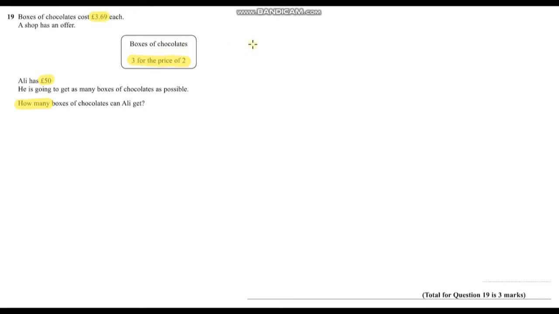So they're £3.69 each. Let's work out if he wanted to get 3 boxes, how much would that cost? So 3 boxes. Remember, he's only paying for 2. So it's going to be £3.69 multiplied by 2. So let's type that into the calculator. 3.69 times 2. And that's £7.38. So he's got £50. So we can just go up in multiples of £7.38.